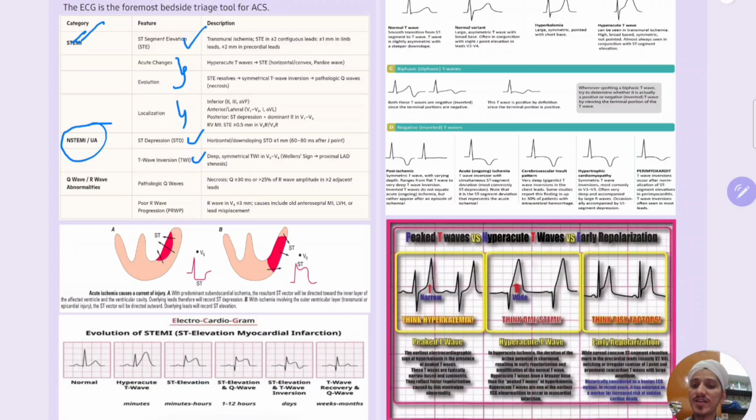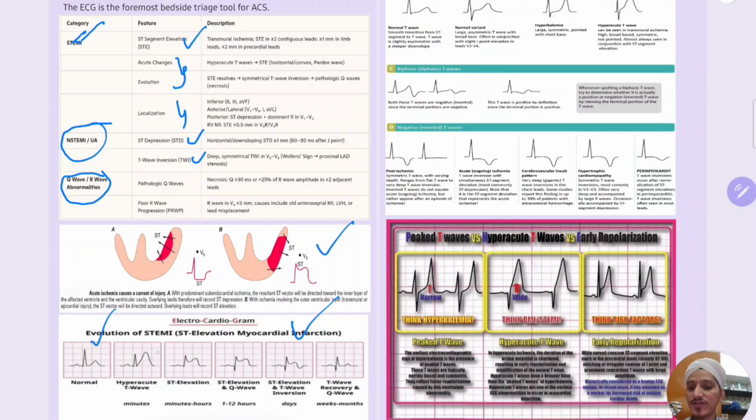Okay, Wellens sign, that is nothing but symmetrical T-wave inversion in V2 and V3, which indicates proximal left anterior descending artery stenosis. Q wave, what is pathological Q wave, and poor R wave progression, that is nothing but less than or equal to 3 mm amplitude of R wave in V3 lead. That was the theoretical part which we have discussed. And in the figure we discussed why it is elevated and why it is depressed in STEMI and NSTEMI respectively. This is the progression part.